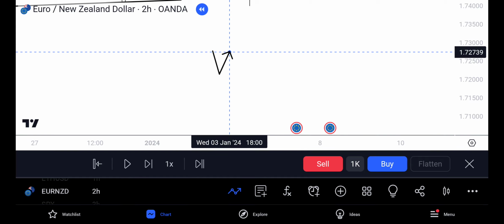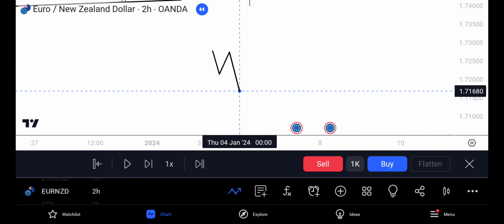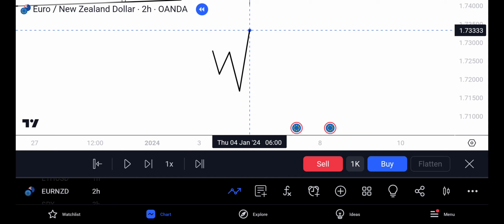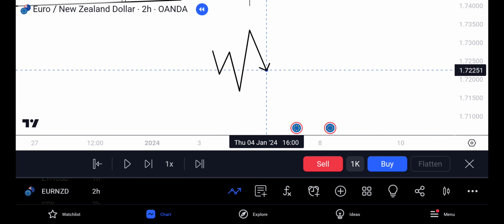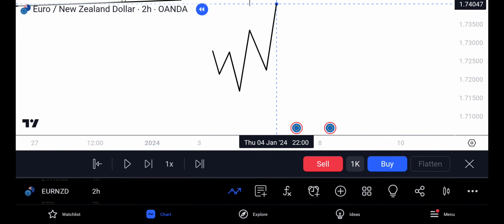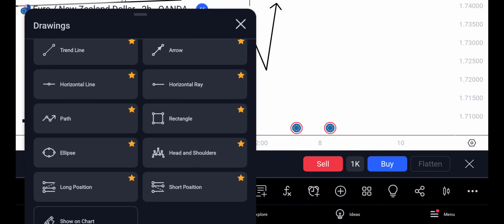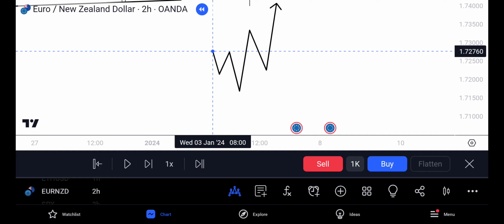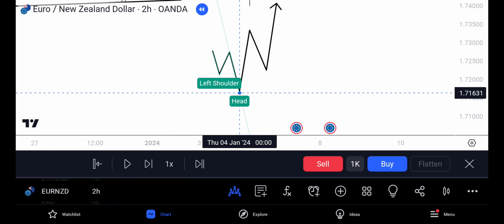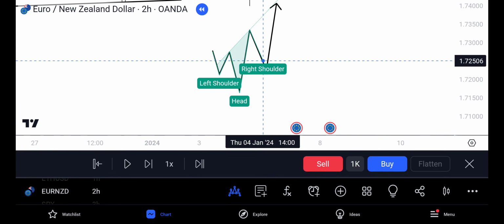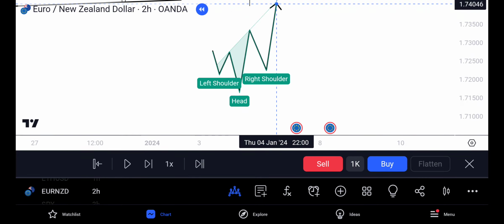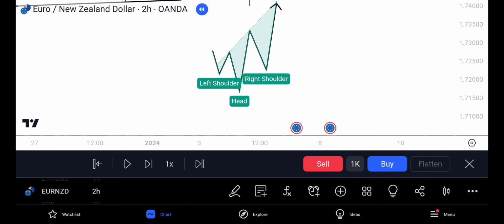Price creates the left shoulder, breaks it and creates the head, also breaks the neckline, we call this the neckline, breaks the neckline impulsively, and then comes back to create the right shoulder, and then you see this impulsive move to the upside, right? And this is what we call the head and shoulder pattern, and this is how it looks, right? Price creates the left shoulder, breaks the left shoulder and creates the head, breaks the neckline, then comes back to create the right shoulder, and after it creates the right shoulder, we start looking for our buys to the upside. You see that? This is how it looks like.